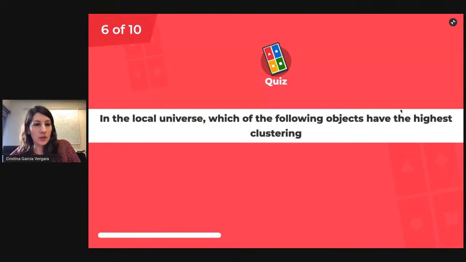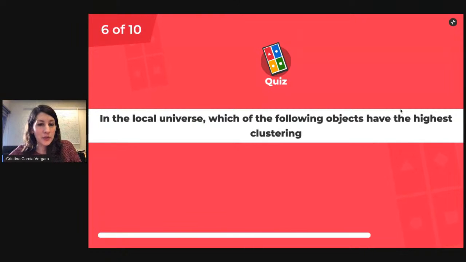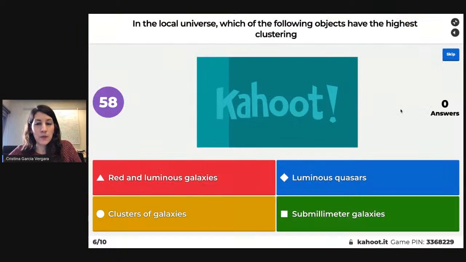Okay, question number 6. In the local universe, which of the following objects have the highest clustering? Red and luminous galaxies, luminous quasars, clusters of galaxies, or submillimeter galaxies?